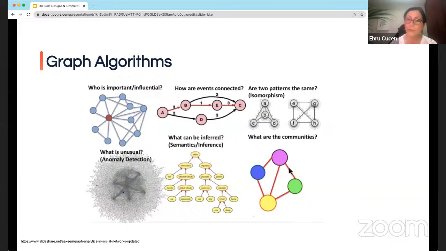But what we want to focus on today is communities: understanding how the clusters form and how we can verify there's a fraud ring, or a community of people doing bad things.